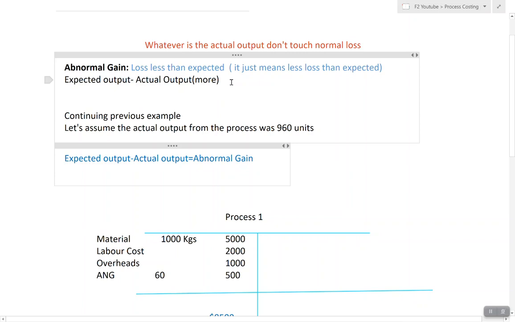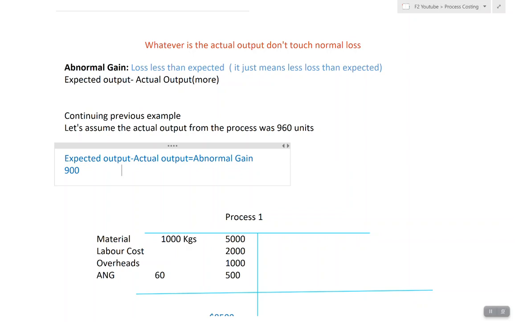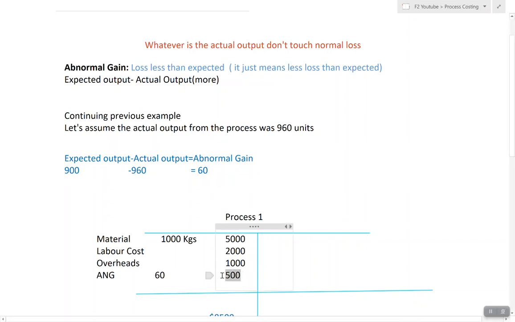So we calculate it the same way. We take expected output minus actual output. If actual output is more, it is abnormal gain. Now let's assume the same question. We have 960 output. Our expected output is 900. Our actual output is 960. We have abnormal gain of 60. It simply means we have 60 more units produced than expected.